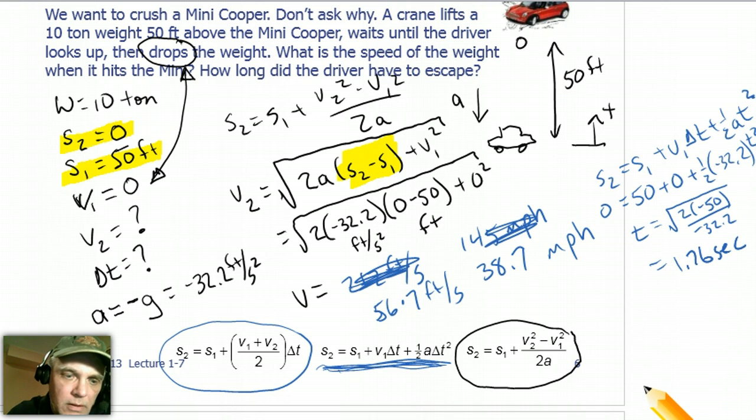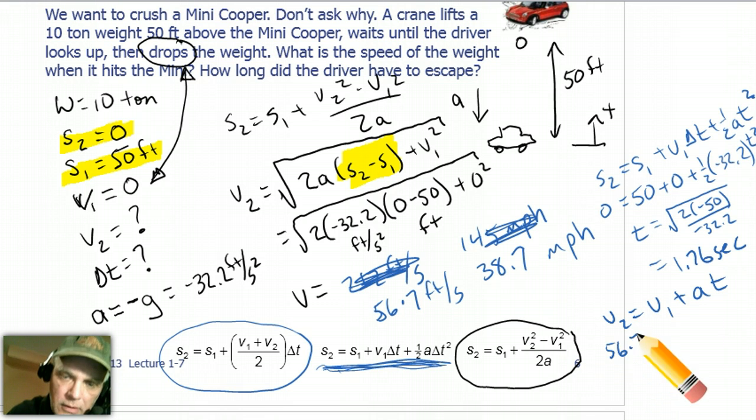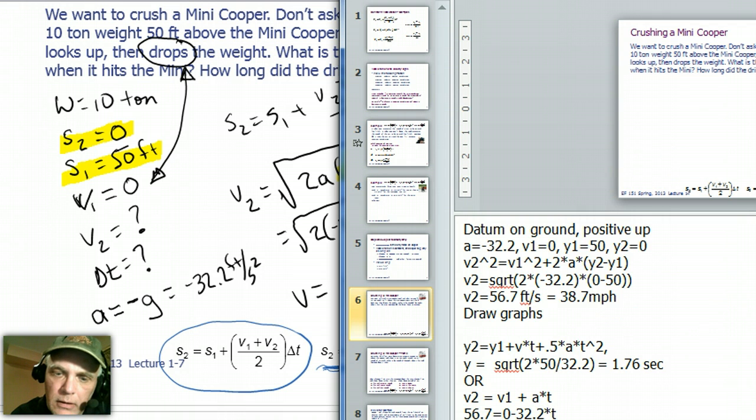Again, there are several different ways of doing it. We could also use V2 equals V1 plus AT and use the number we calculated from above, 56.7 equals 0. Let's double check. I'm stumbling here.